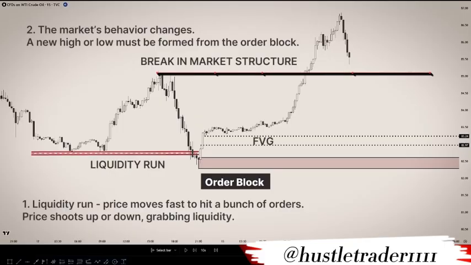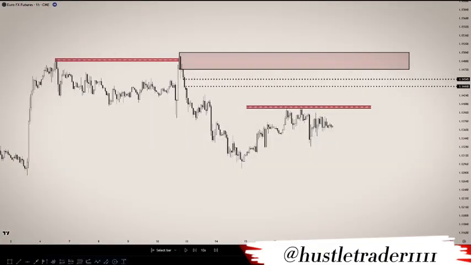Last, the presence of a fair value gap. When you find all three of these conditions together, you've got a high-quality order block. It's like a perfect storm for trading. Let's say price has been going up for a while. Then it makes a quick spike higher.